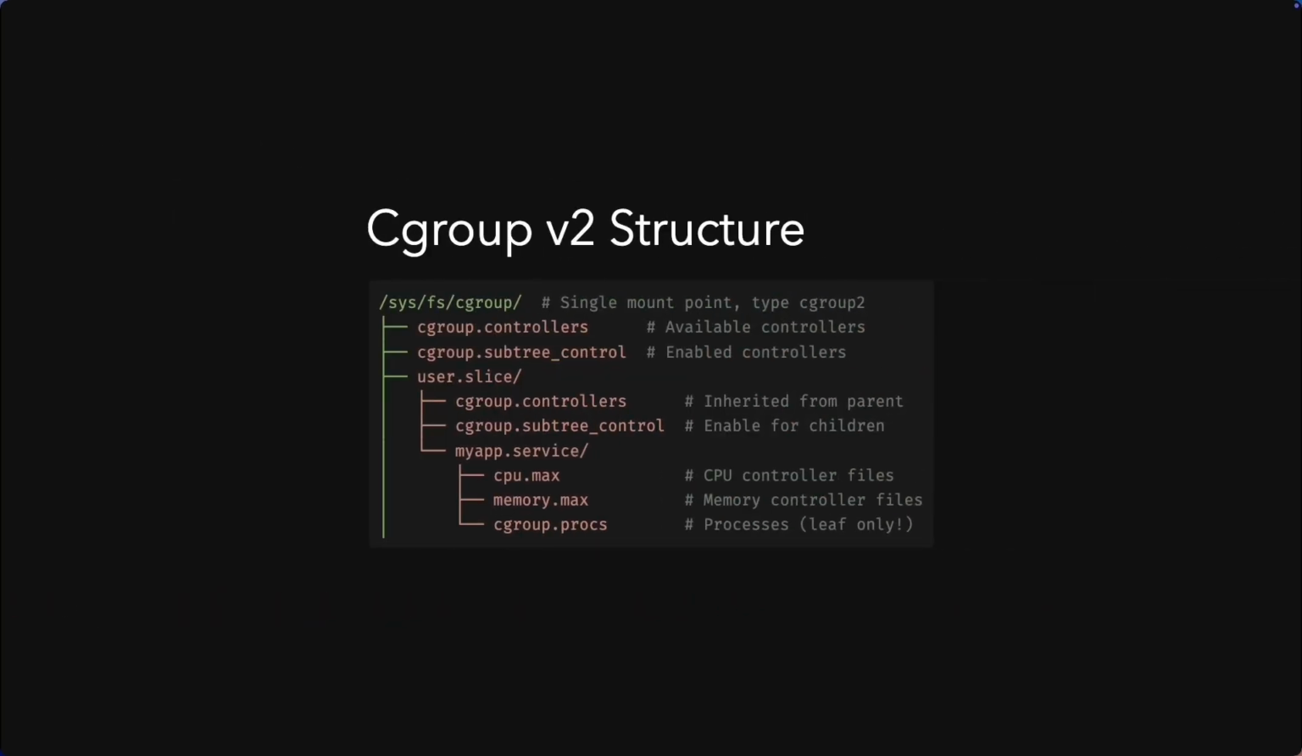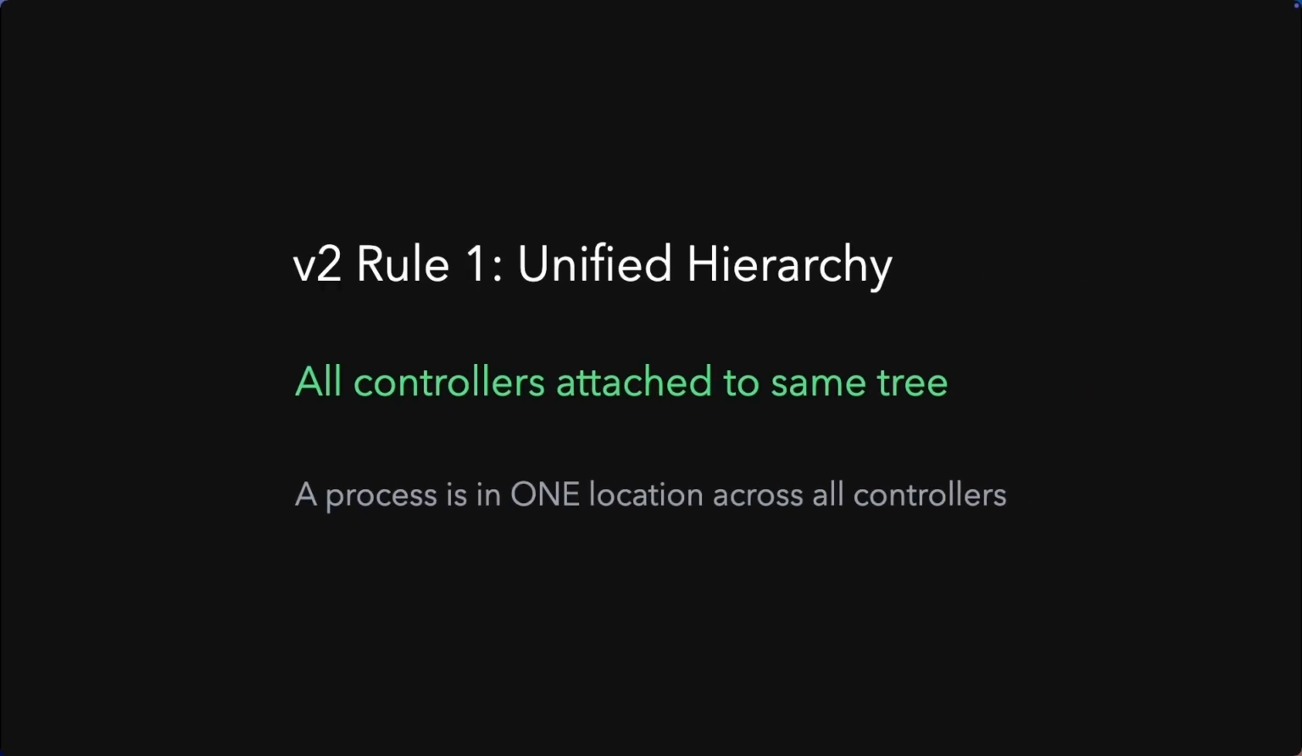In version 2 we have one tree, and there are key architectural rules. Rule 1 is unified hierarchy.